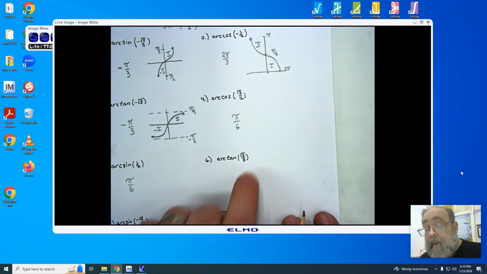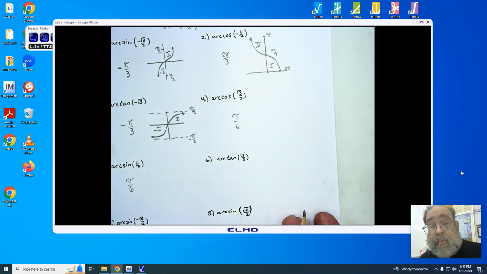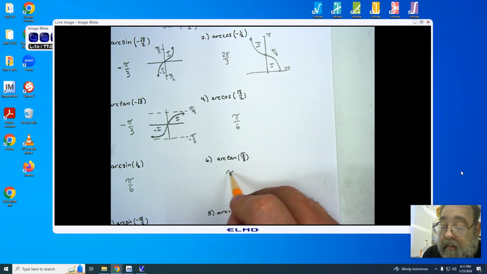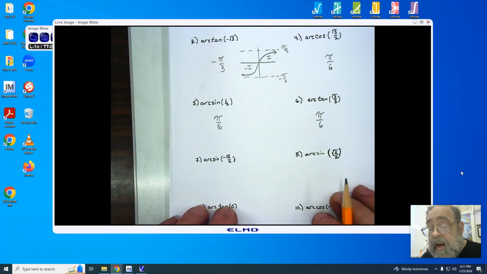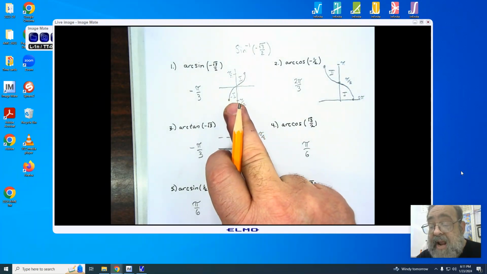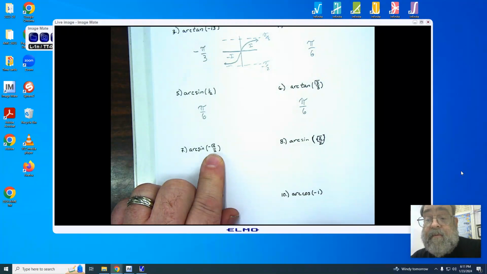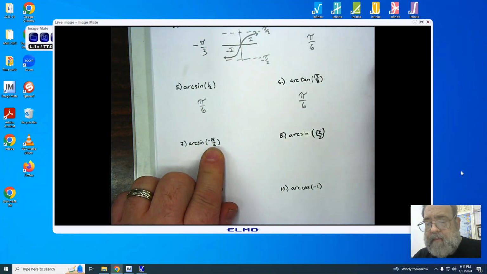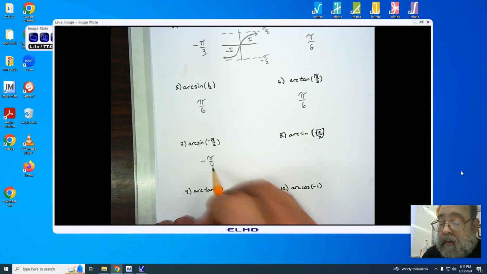Arctangent, positive. Positive, first quadrant. When is tangent root 3 over 3? Pi over 6. Arc sine, negative root 2 over 2. It's going to give me a negative, first quadrant. So when is sine root 2 over 2 in the first quadrant? Well, pi over 4. So my answer is negative pi over 4.